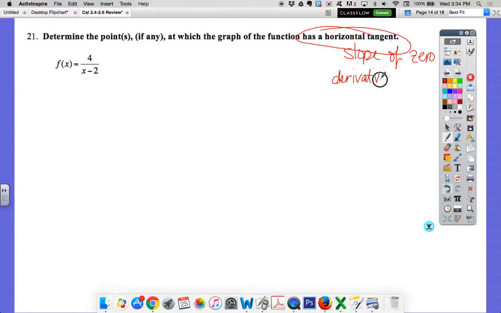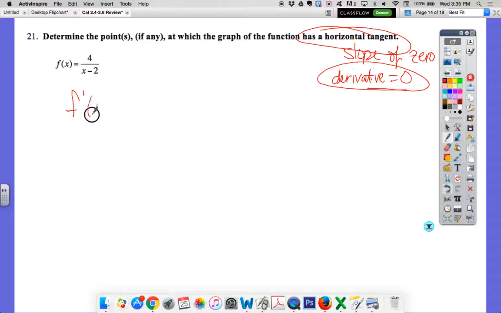So your brain kind of has to do all this spider webbing. You got to put it all together. So your brain's thinking, okay, slope of 0, slope is derivative, so my derivative has got to equal 0. That's where we got to get. So when you read horizontal tangent, we got to end here. My derivative has got to be equal to 0. So I need to take the derivative.